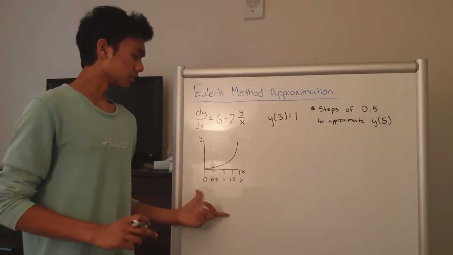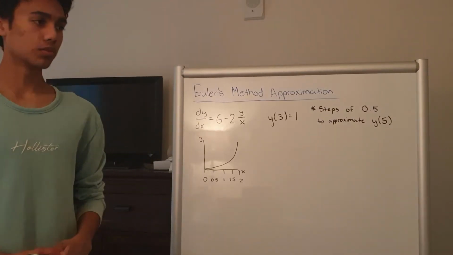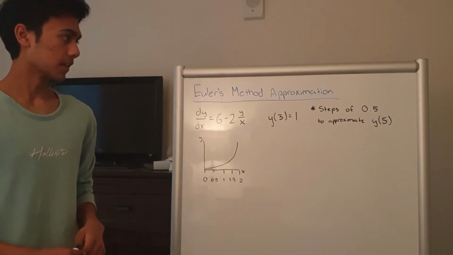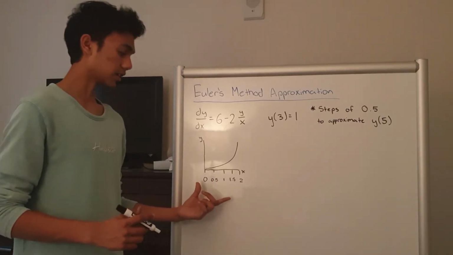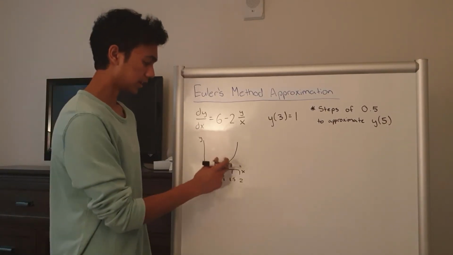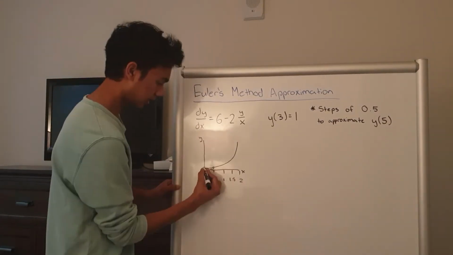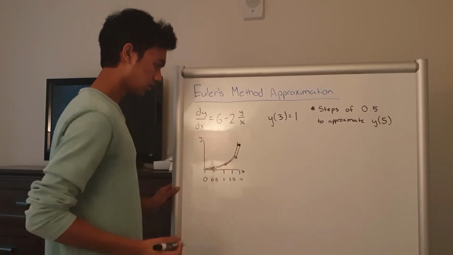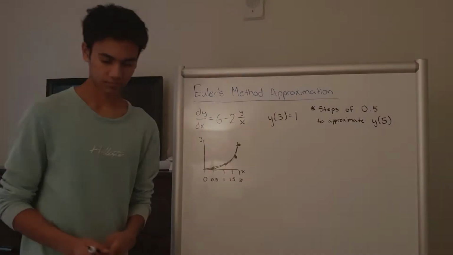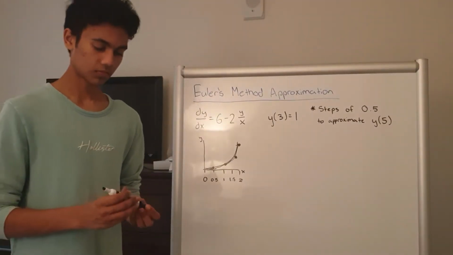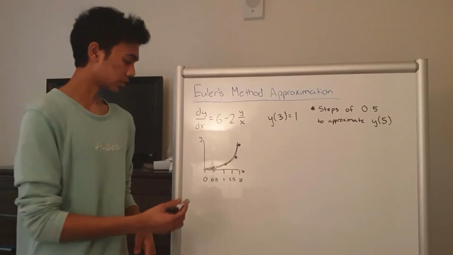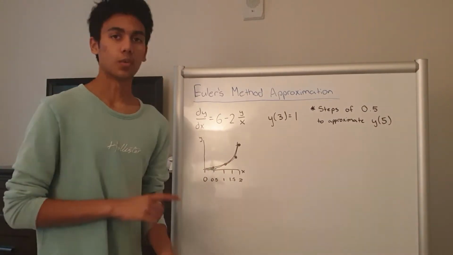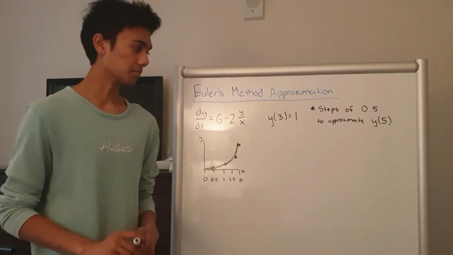In Euler's method of approximation, we're essentially going to be using lines to approximate the value at a certain point. So if we take steps of 0.5 here and approximate what f of x is at 2, essentially what we're doing is drawing secant lines at certain steps to stay close to the graph and approximate what the value of f of x would be at a certain point.